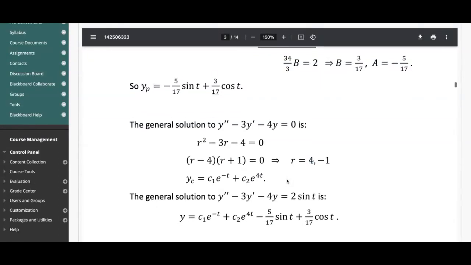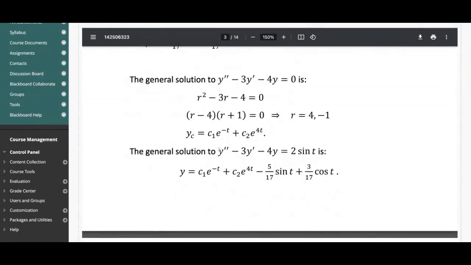Right? So put them together. For the original non-homogeneous differential equation, a general solution is a particular solution as such plus its complementary solution. Any questions?